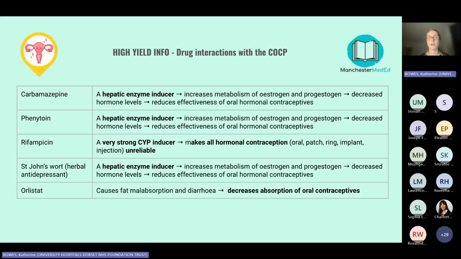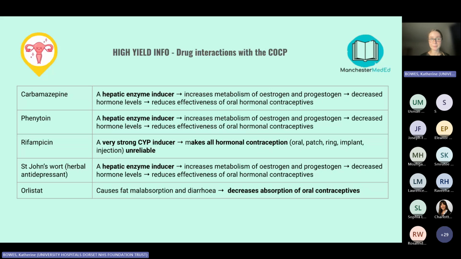Okay, so some high yield info. I think I mentioned this at the beginning. So certain drugs that might interact with the combined pill. So carbamazepine, an anti-epileptic. It induces hepatic enzymes, so enzyme inducers will make the combined pill less effective. Also got phenytoin. I think that's less common to see, but once again interacts.